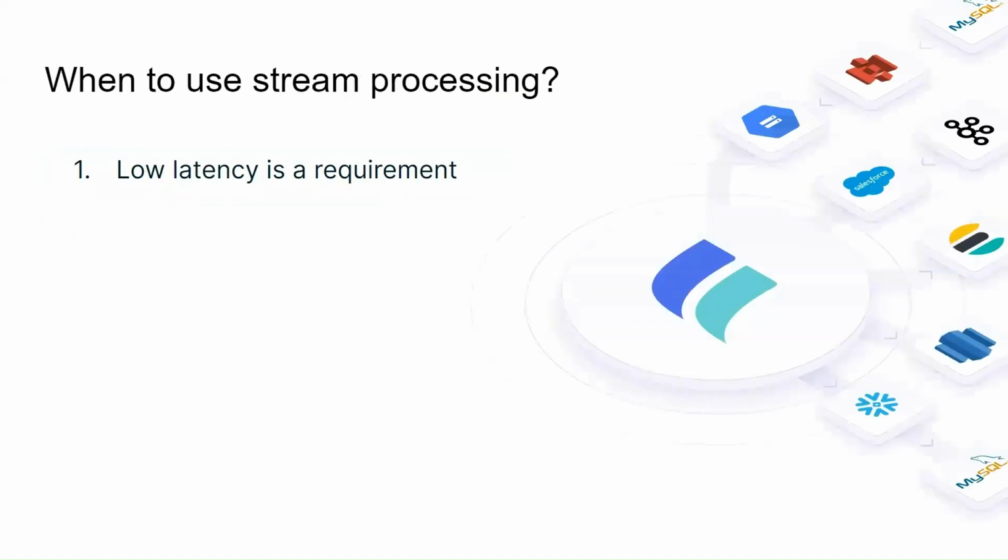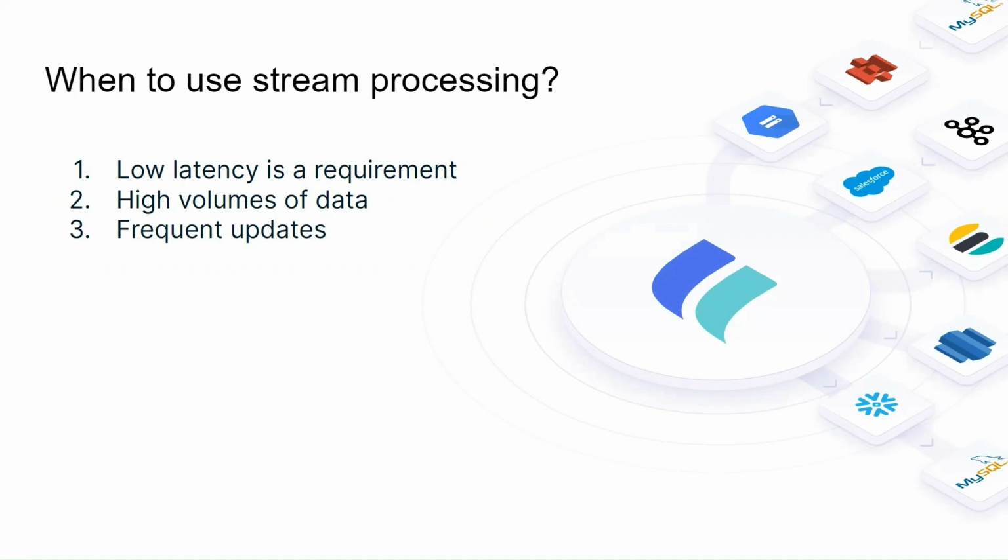While batch processing is a good choice for many use cases, streaming data is ideal for use cases where, one, low latency is a requirement for a use case. Two, you have high volumes of data. Three, you have frequent updates. Or you have a strict operating budget.